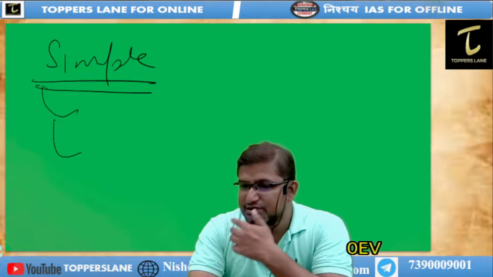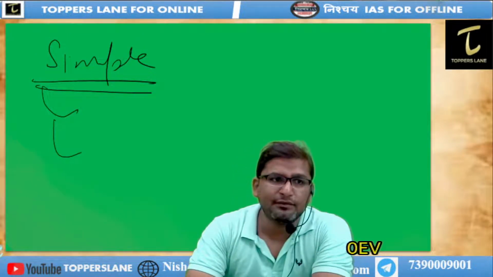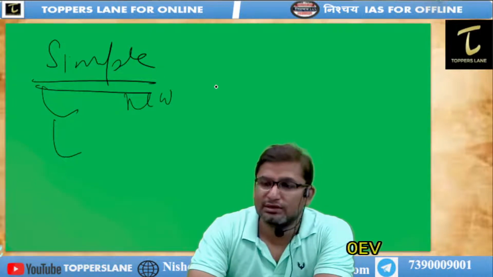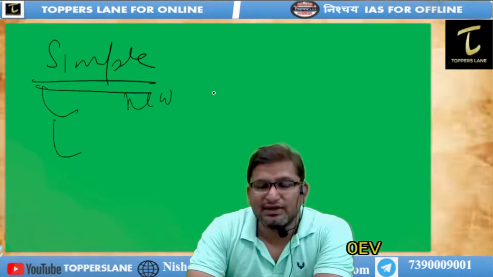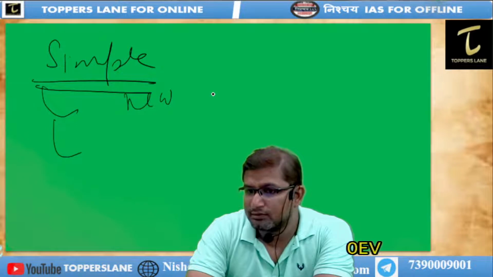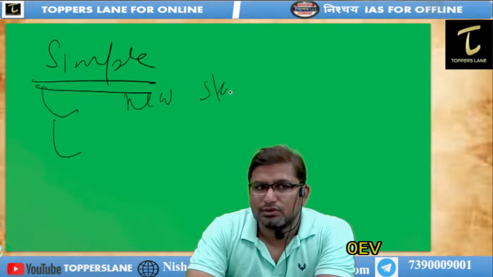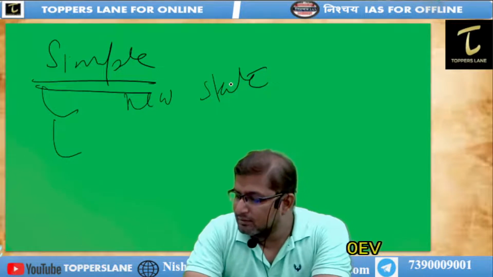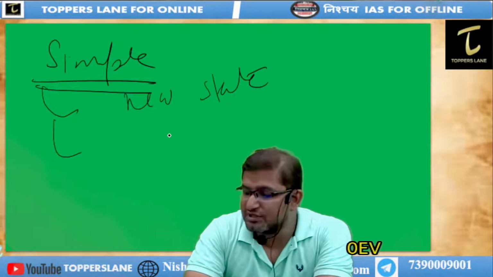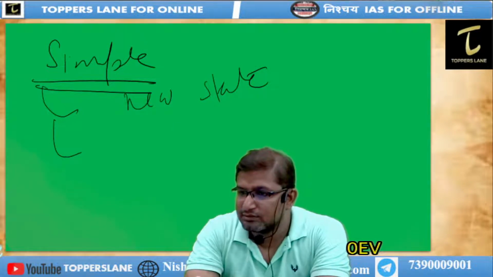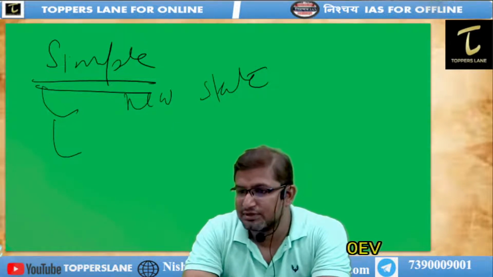First one is admission or establishment of new states. This can be done by simple majority. I have told this while I was teaching Union and its Territory, na? Clear? And then formation of a new state, or change in the boundary of a state, or change in the name of a state.